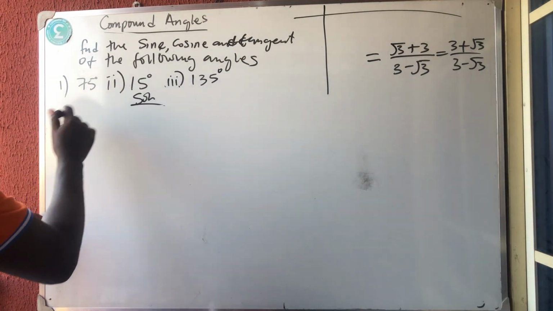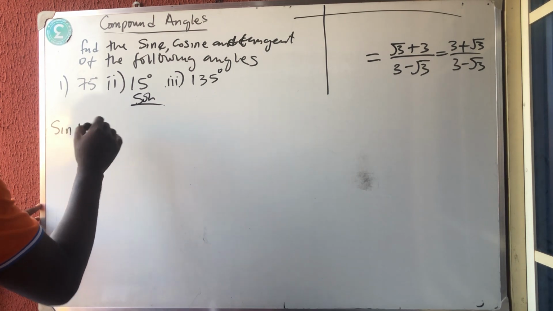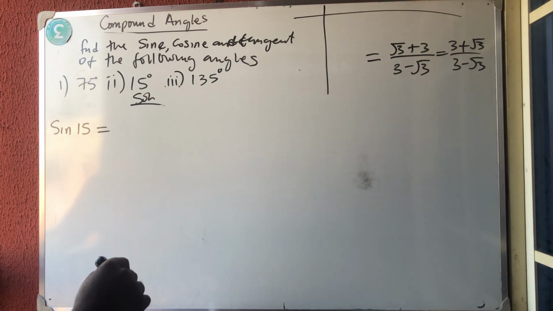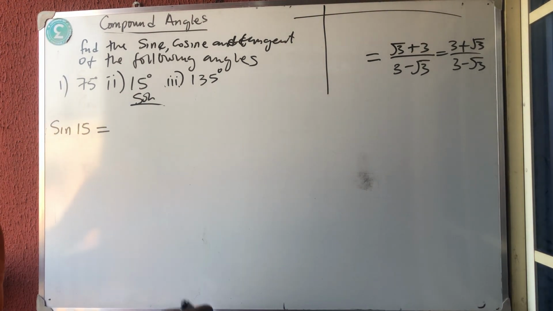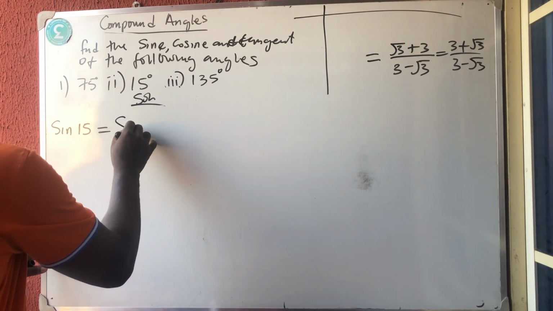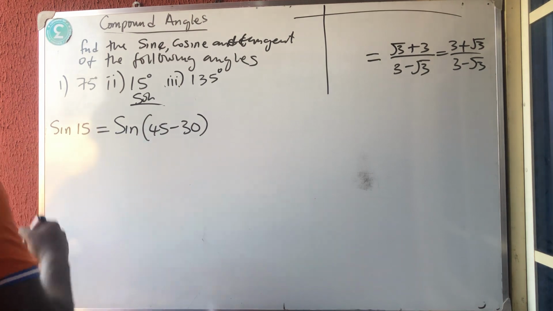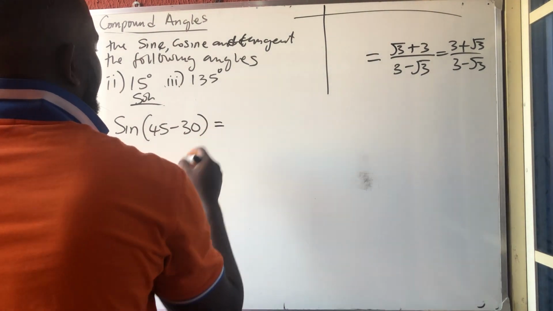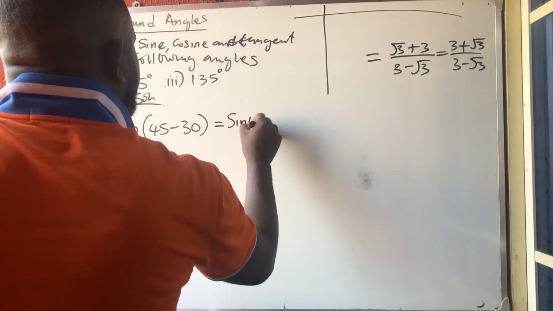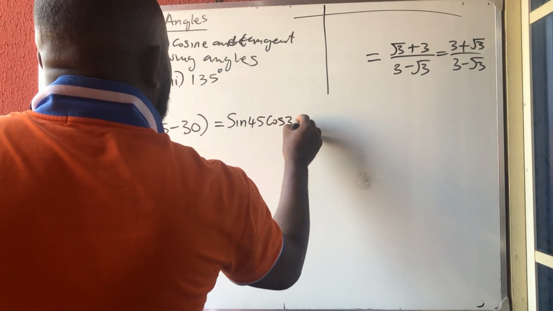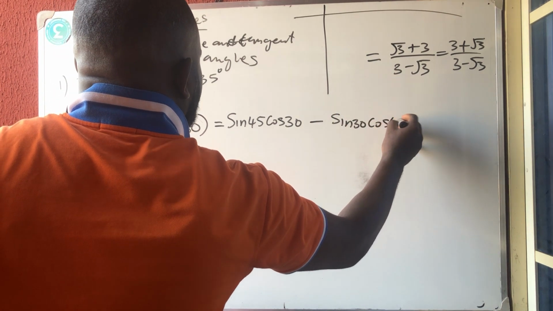So the next one is 15. So sine 15 is the same thing as saying, what can give me 15 from the special angles? The same 45 and 30, but it's now minus. So it's same as saying sine 45 minus 30, because 45 minus 30 will give me 15. So this is equal, don't forget that sine means the sign will be the same. So it's going to be what? Sine 45 cos 30 minus sine 30 cos 45.